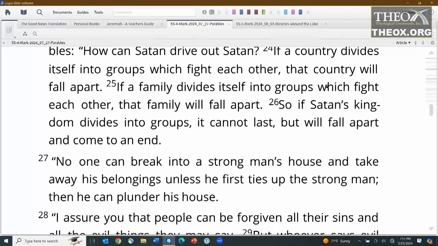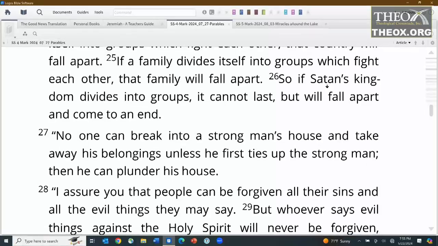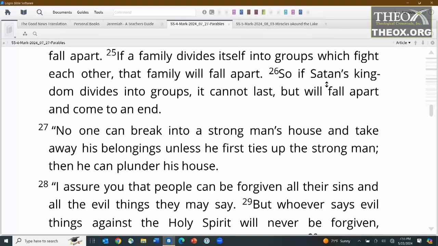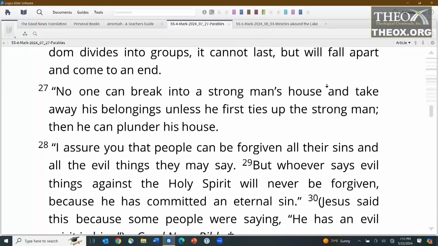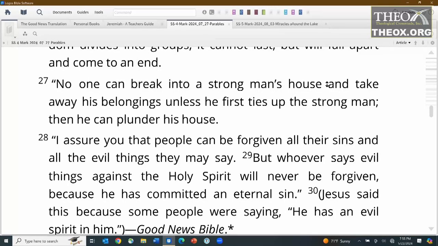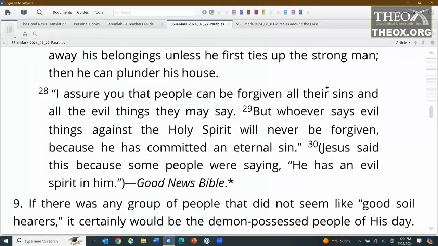I assure you that people can be forgiven all their sins and all the evil things they may say, but whoever says evil things against the Holy Spirit will never be forgiven, because he has committed an eternal sin." Jesus said this because some people were saying he has an evil spirit in him.